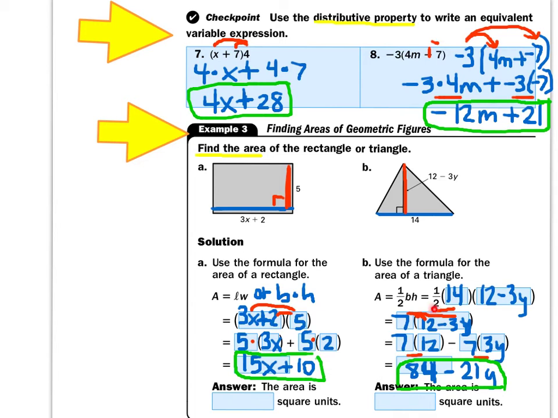And so the first thing that we should do is simplify these numbers here. 1/2 times 14, or think of it as 1/2 of 14, is 7. And then circle your 7 and draw a rainbow to the 12 and a rainbow to the 3y. So I have 7 times 12, copy the minus, and then 7 times 3y. And after you simplify, you would get 84 minus 21y. And that's as far as you can go because the 84 does not have a y.